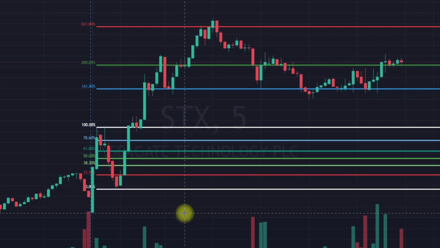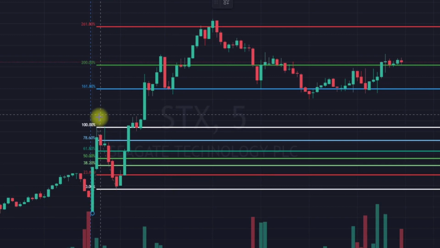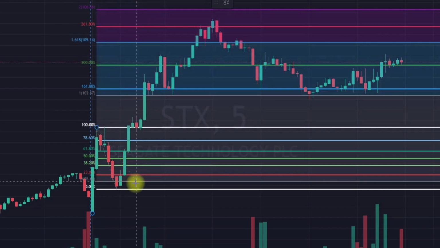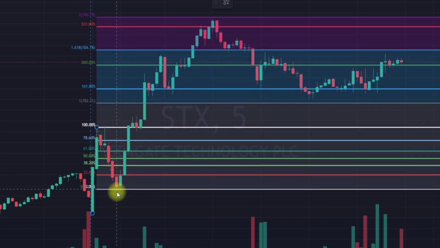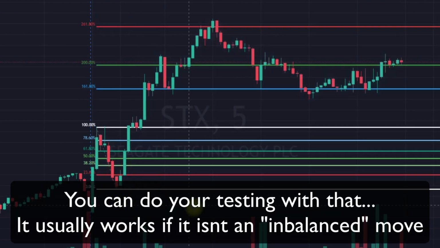Now, how do we know that that's even accurate though? How about we try and find some levels that will match up with that? Grab the symmetry tool and measure that first move and then put it here. You'll notice nothing lines up right now. And the reason that it most likely won't line up here off that first move is because that first move is usually an imbalanced move. It's going to be bigger than any other move typically for the entire day. So I don't like to measure this first move for symmetry.